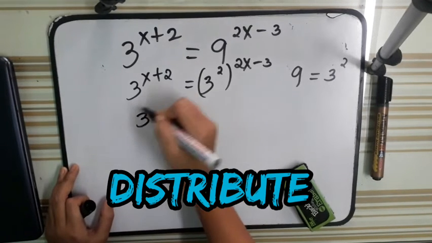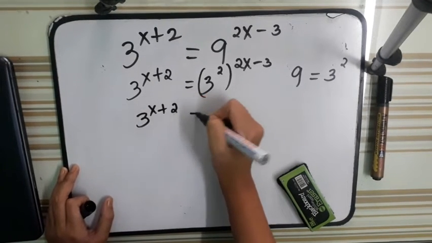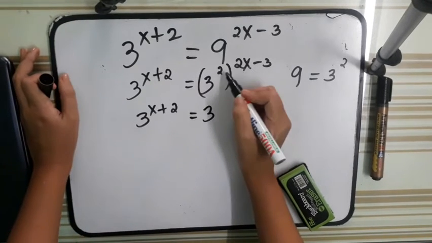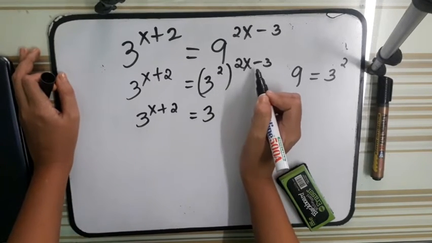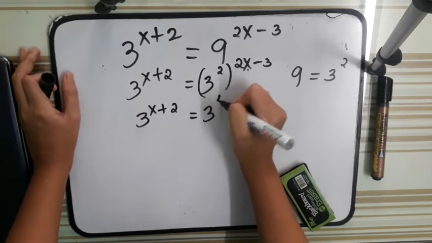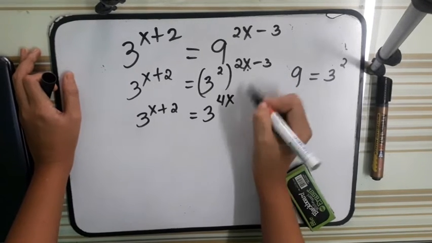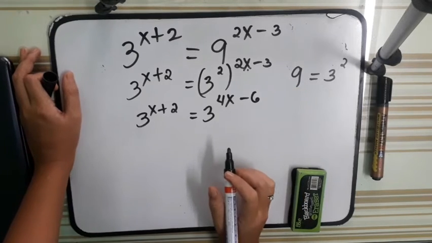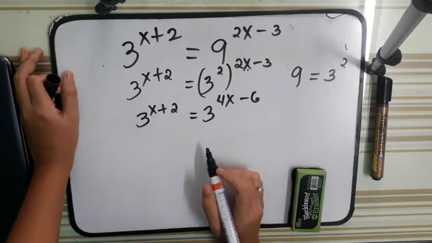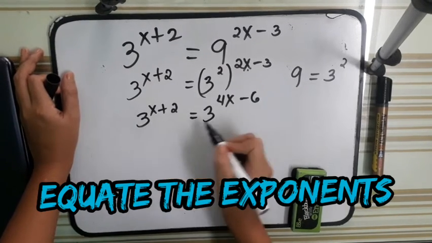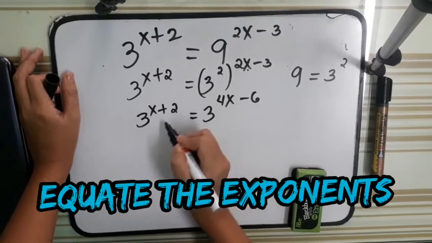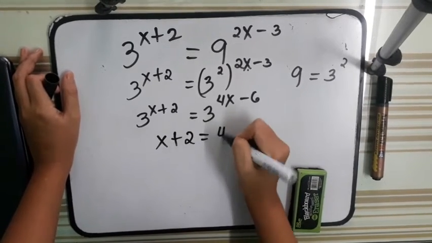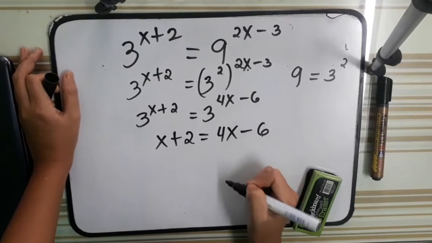So this will become 3 raised to x plus 2 is equal to 3 raised to the product of 2 times 2x minus 3. So 2 times 2x is equal to 4x. 2 times negative 3 is equal to negative 6. After that, since we have the same bases now, we equate the exponents to one another. So x plus 2 is equal to 4x minus 6.